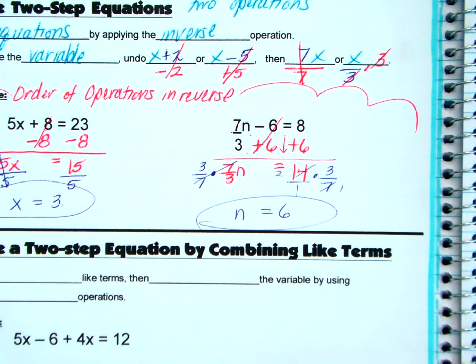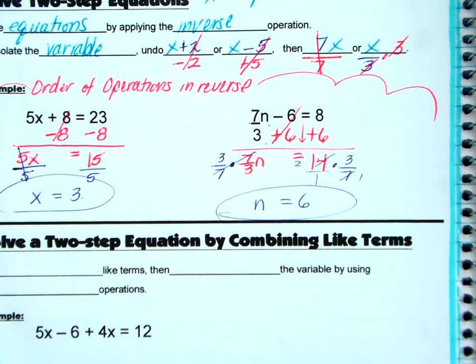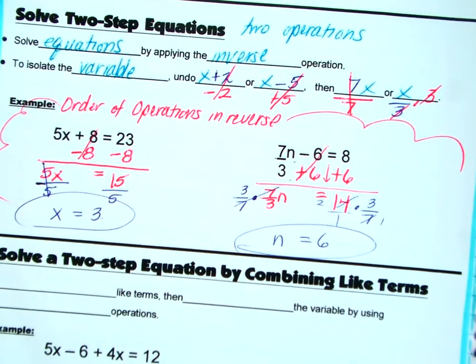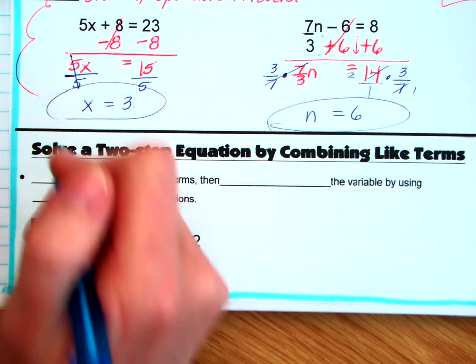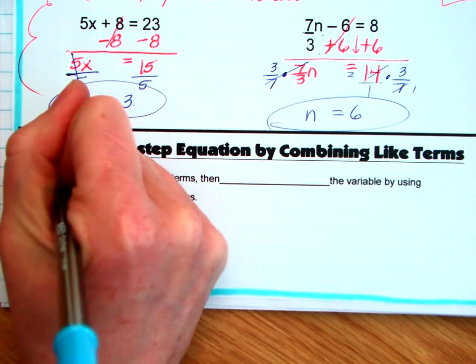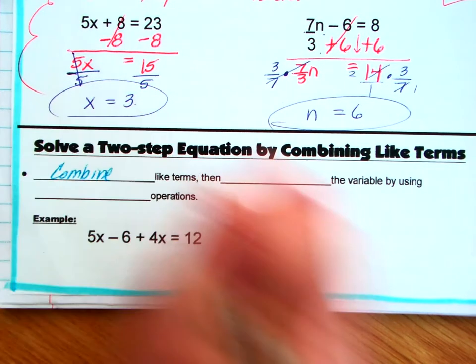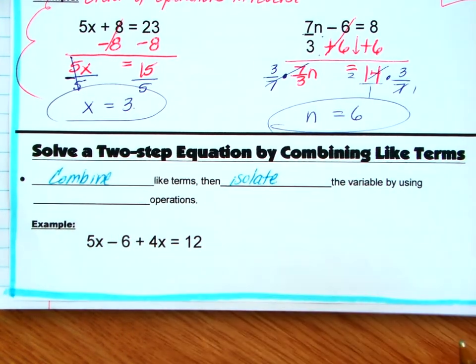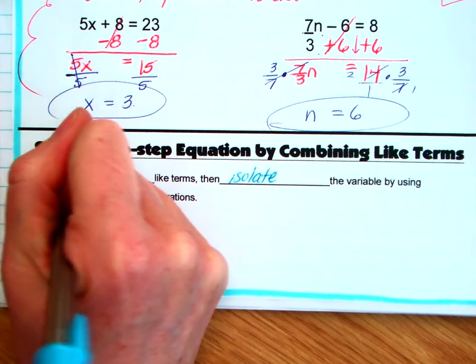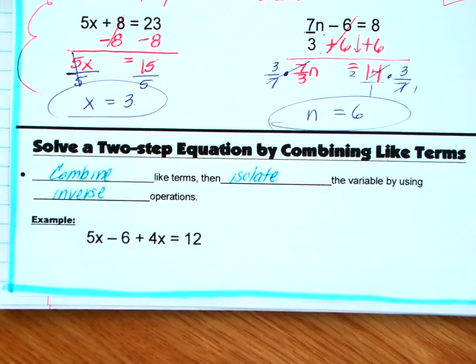Fantastic. All right, last one of this lineup is solve a two-step equation by combining like terms. Well, we went to a lot of trouble to simplify expressions. Well, you can simplify equations too. And then when you simplify them, then you can solve for the variable. I'm going to show you how this works. You're going to combine like terms, then isolate, which means get the variable to live alone, using inverse operations.